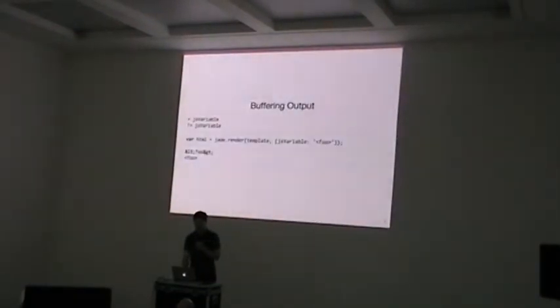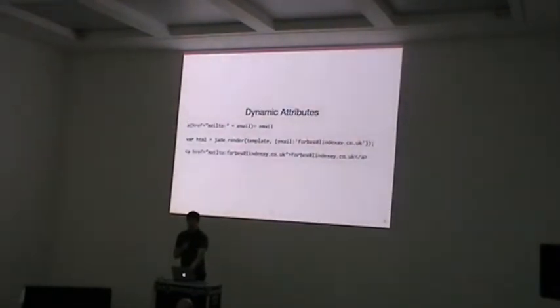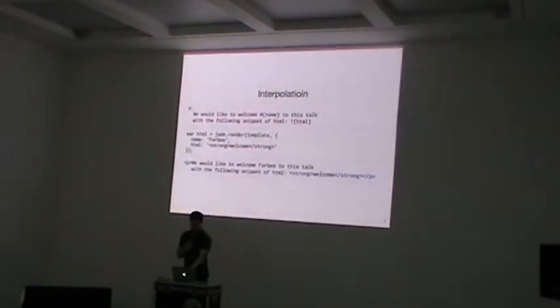It supports inline HTML, it supports buffering output, both unescaped and escaped, so that you can keep everything safe from cross-site scripting attacks and that kind of thing. It supports attributes, and the attributes can have dynamic values via JavaScript expressions. It supports interpolation, so you can have JavaScript expressions in the middle of some string of text, and these get evaluated.